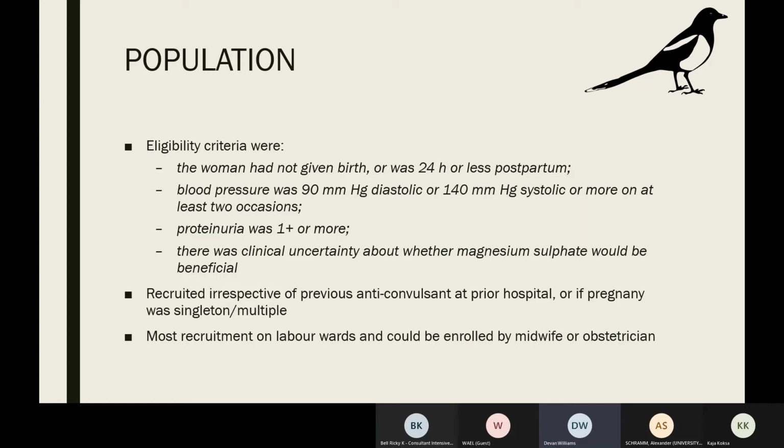Like I said, they're recruited irrespective of previous anticonvulsants, and whether it was a singleton or multiple pregnancy. Most of the recruitment was done on the wards, but could be done either by the midwife or obstetrician, albeit I think all the patients were then reviewed by the obstetrician if they were involved prior to starting any treatment.